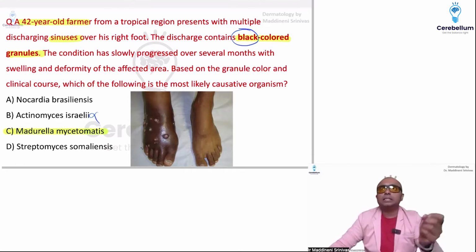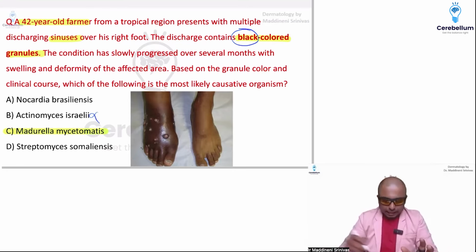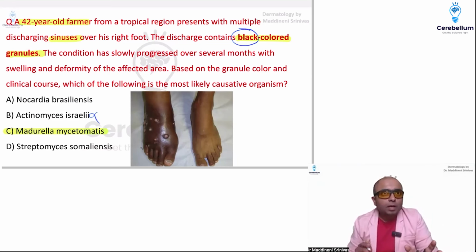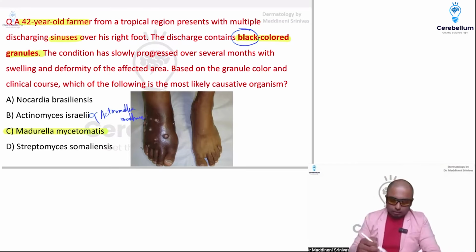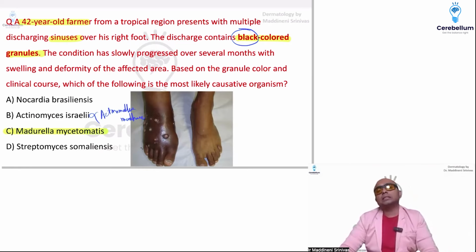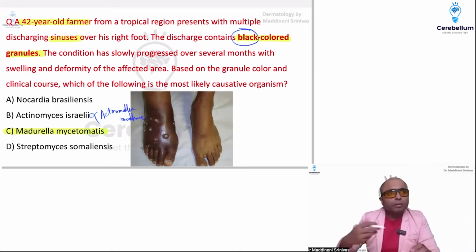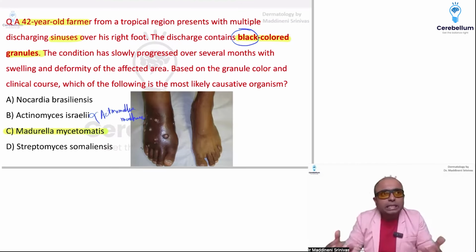Yes, please, dear students, just confirm if that is the case so that I will make a change in the options. Thank you so much. So it was mentioned as Actinomadura madurae. Thank you so much. But still, it is going to be the answer as Madurella mycetomatis, or what is the option C is given as Madurella mycetomatis, or anything else was given?